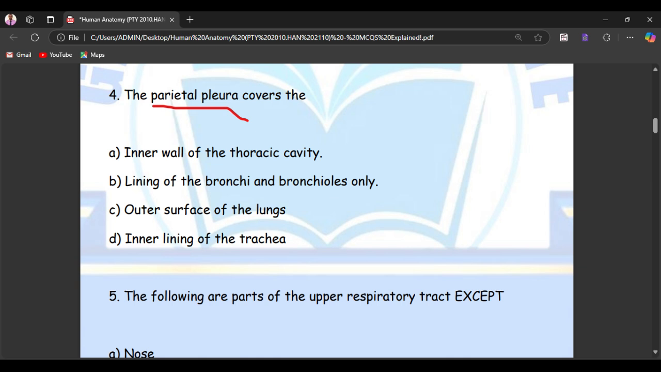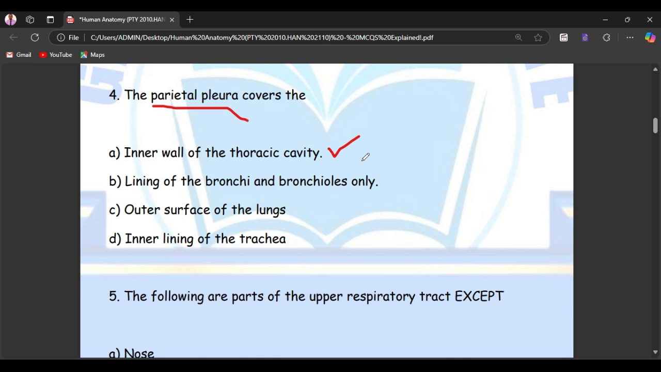Then the second layer is what we call the parietal pleura. The parietal pleura is the outer layer of the pleura, and this one attaches to the chest wall. It is also sensitive to pain. Just like I've already explained, it covers the inner wall of the thoracic cavity.